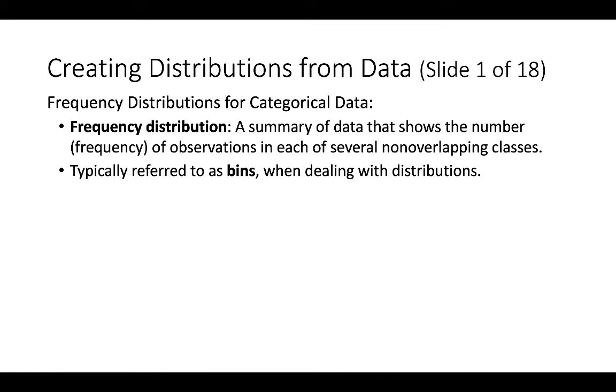When we are analyzing categorical data, we often use the frequency. A frequency distribution is basically a summary of data that shows the number of observations, that is the frequency, in each of the classes. Such classes are usually non-overlapping. In order to do that, we need to define bins so that we can create a distribution, like count how many observations fall into each bin. And these bins should be the same size.